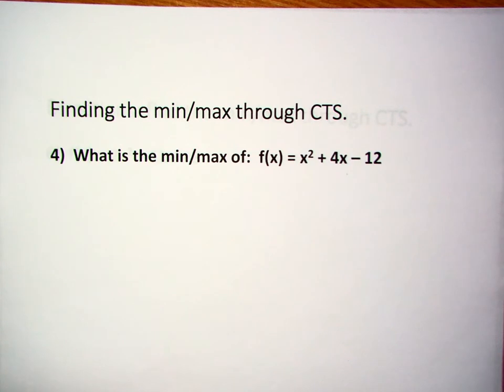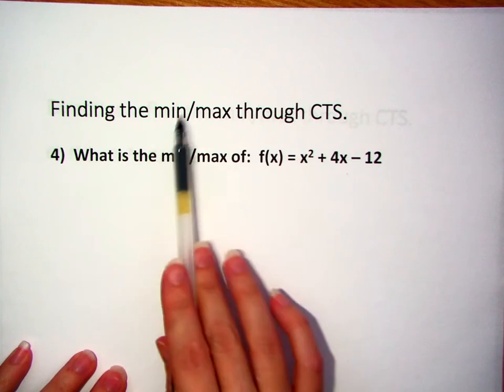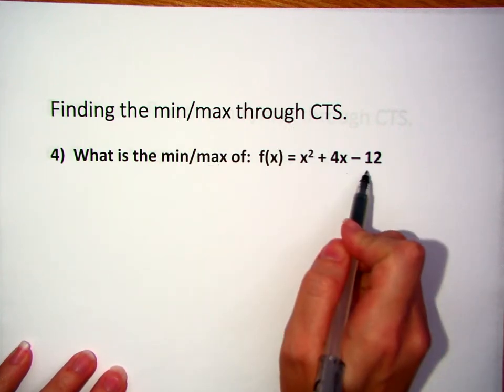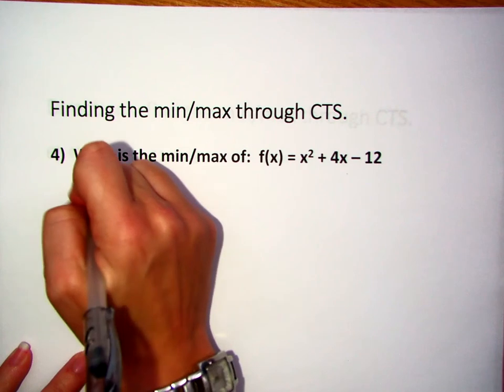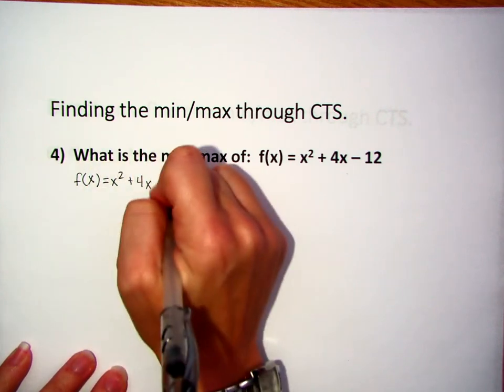So this lesson is on completing the square and looking at completing the square as a means to write the vertex form of an equation and then finding the min and max. So what we're looking for is we're going to look for the min and max through completing the square. So we want to take this equation right here, the f of x equals x squared plus 4x minus 12.